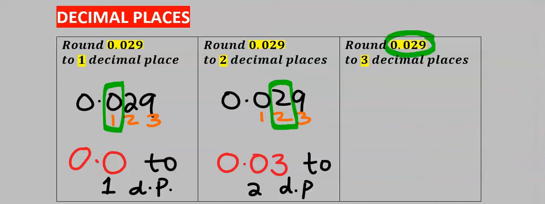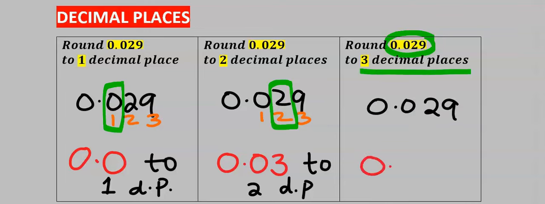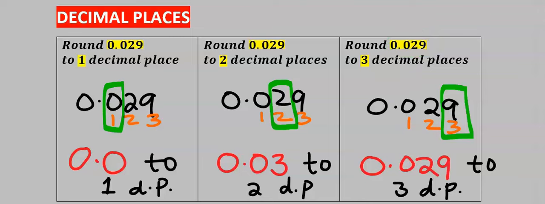Consider this number to 3 decimal places. Any number before the decimal is not our concern. 9 is the third number after the decimal. Hence, 0 and 2 are free. 9 is the last number. Hence, it will return. 0.029 is our answer to 3 decimal places.